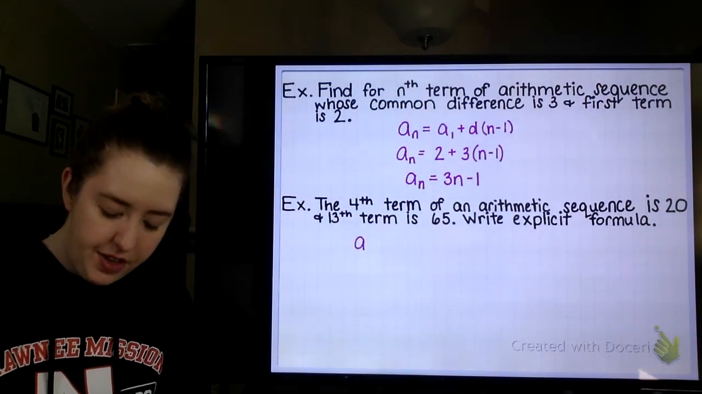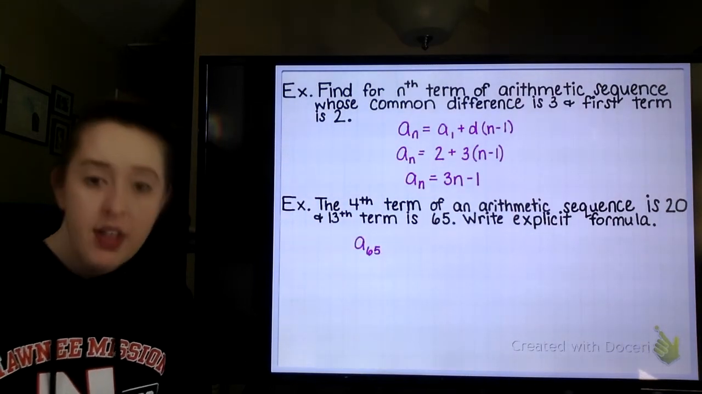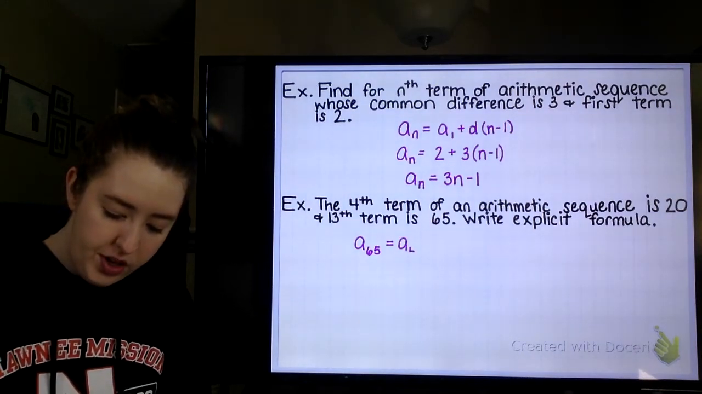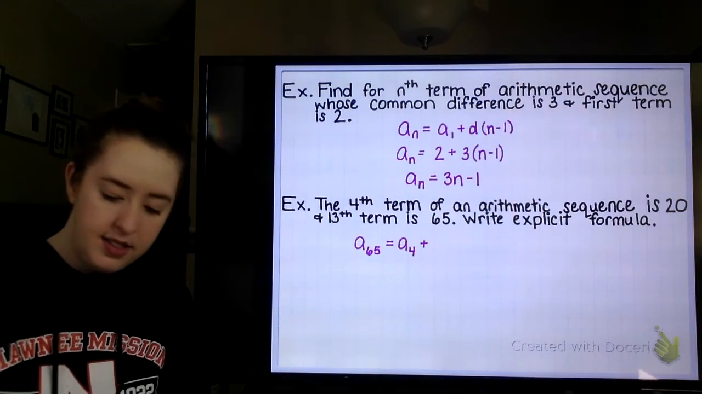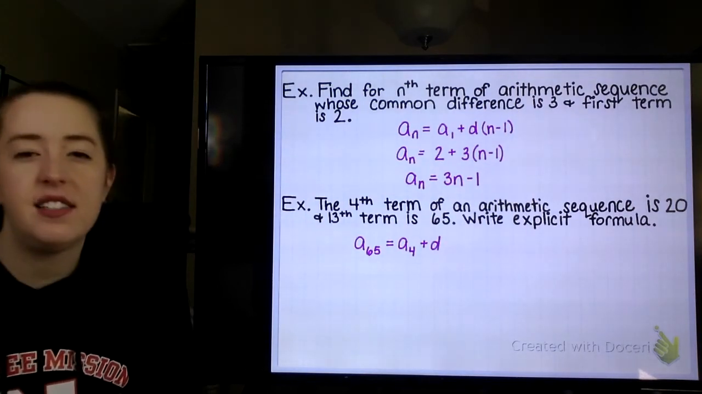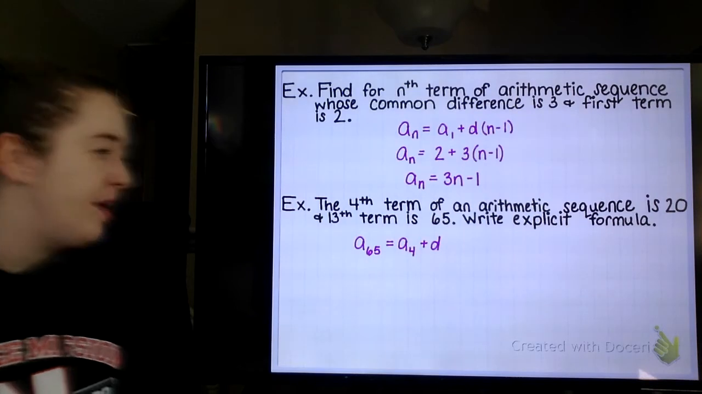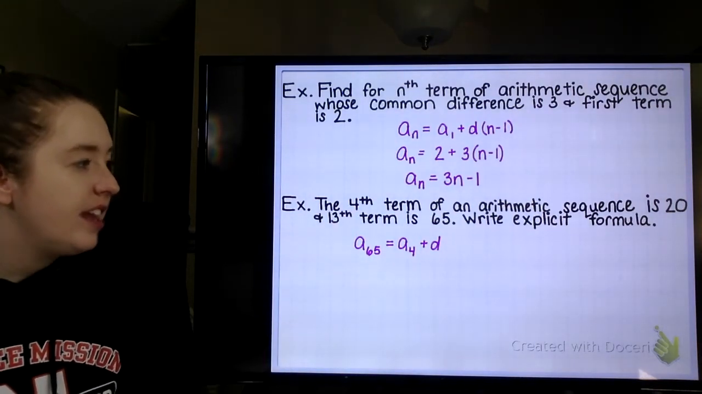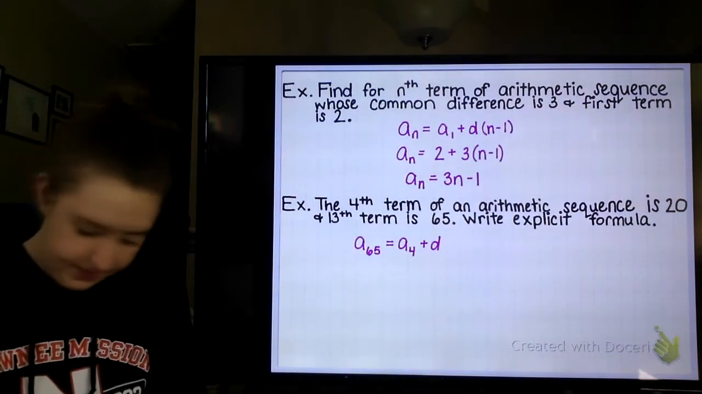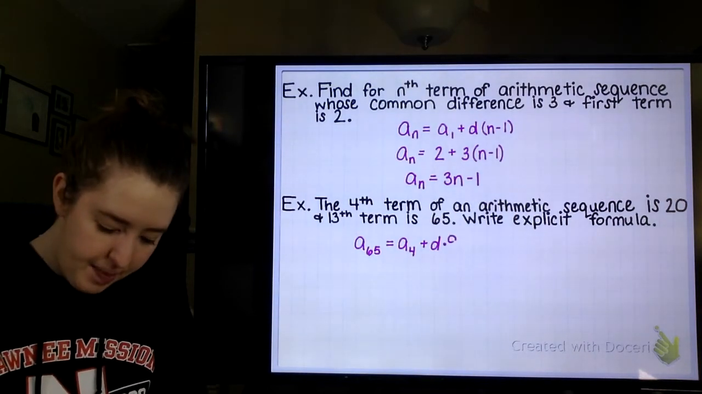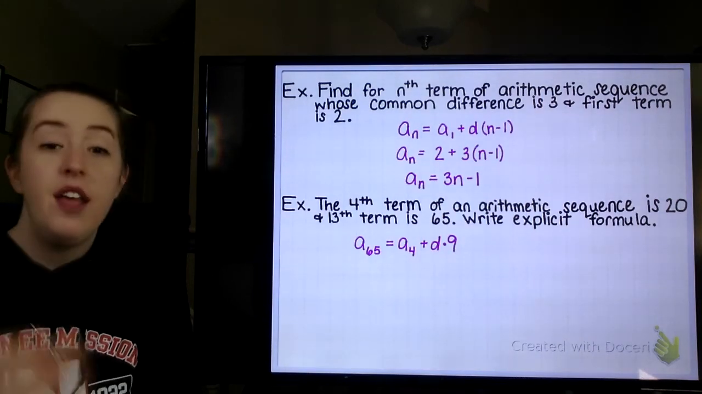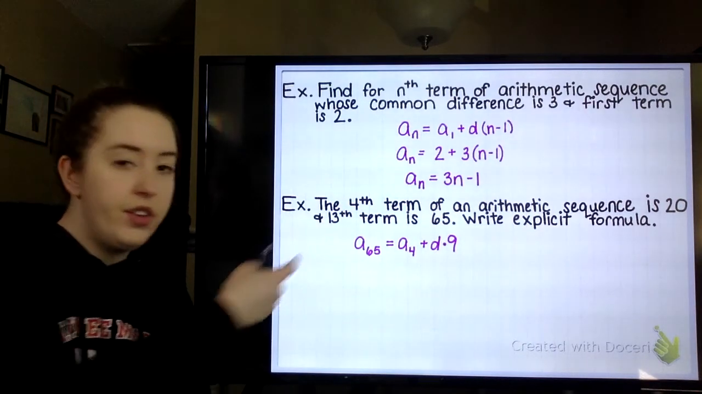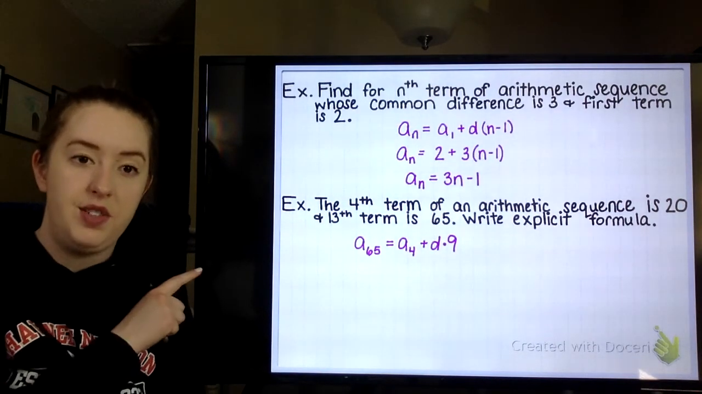My 13th term is going to be equal to my 4th term plus that common difference happening how many times from the 4th to the 13th term? Let's see, that's going to happen 9 times. So I'm going to multiply that by 9, because remember, that common difference is going to happen 9 times from the 4th term to the 13th term, because 13 minus 4 is 9.